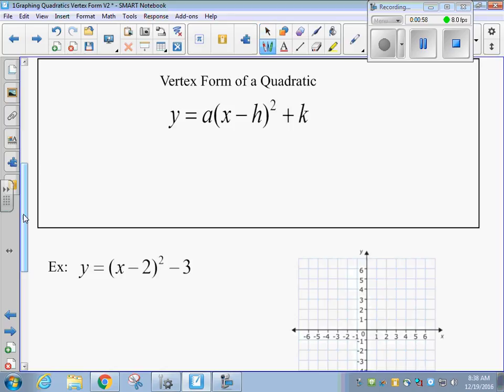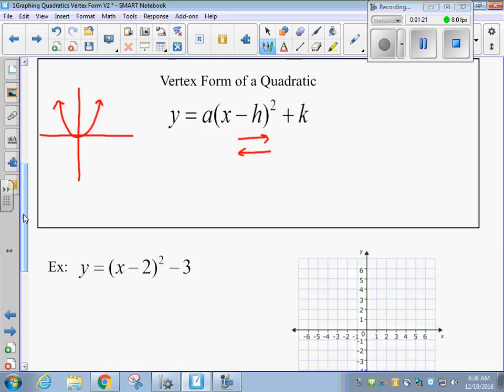For now we're going to skip the a term, and we're going to ignore it. We're going to move to the h term. The h term tells us how far to the right or how far to the left our U is going to shift, because a typical quadratic is going to cross right at 0. But if we have some term next to x, it can shift to the right or to the left.